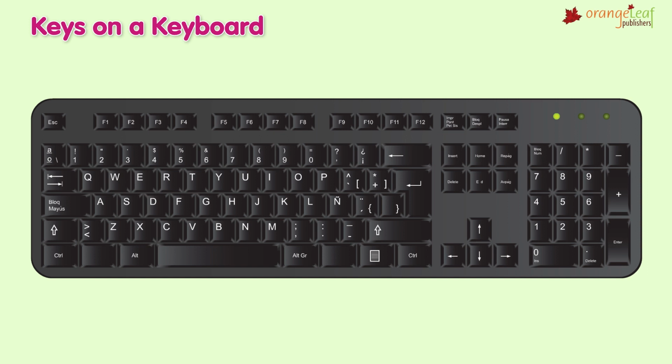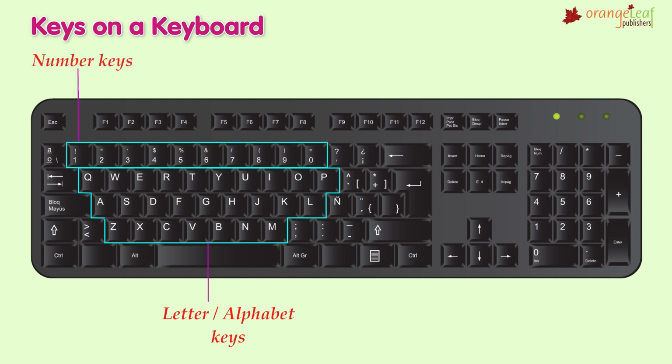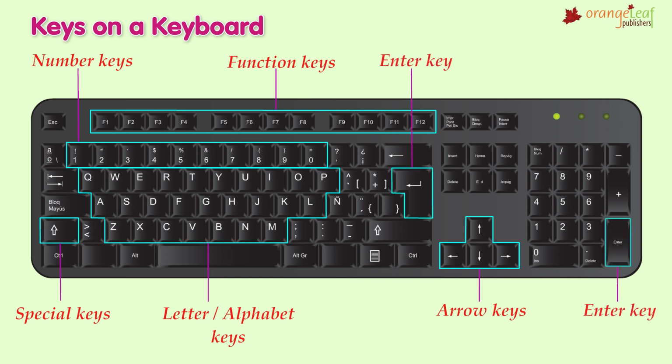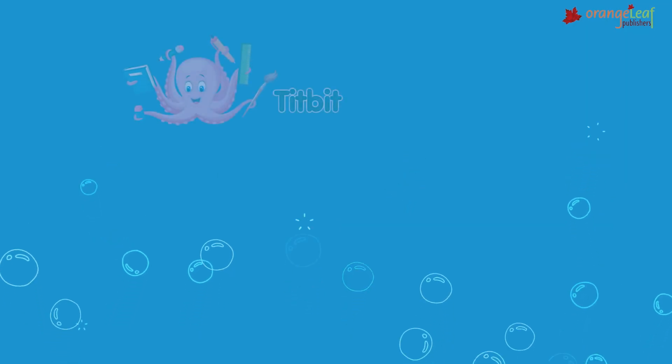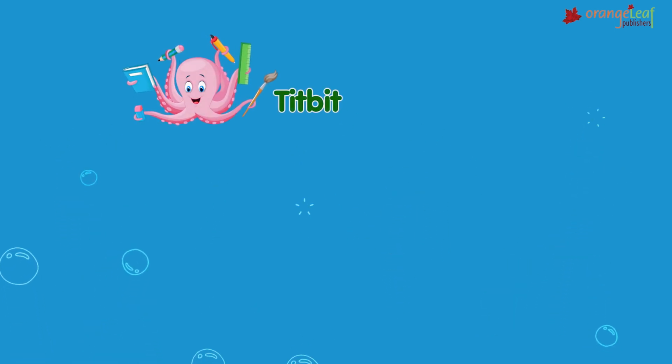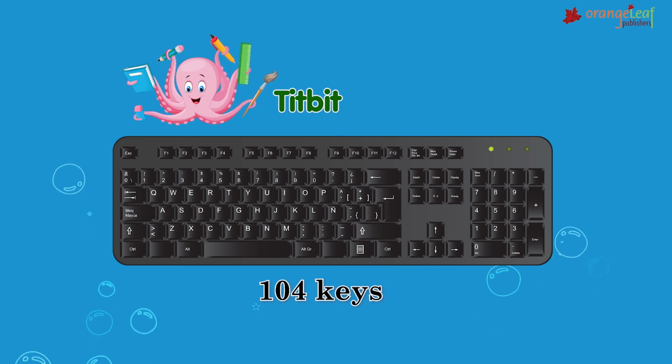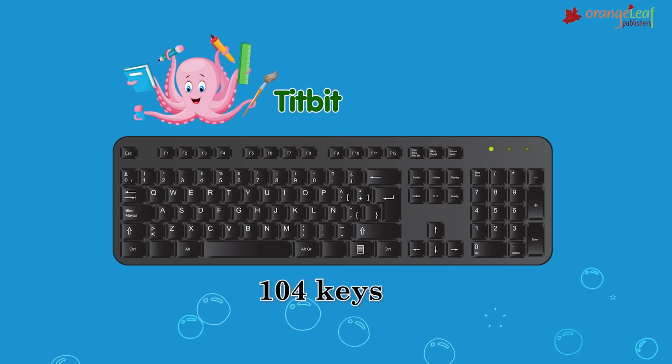Keys on a keyboard. A keyboard has some alphabet keys, number keys, special keys, function keys, arrow keys, and enter key. Let's have a quick tidbit. A standard keyboard has 104 keys.